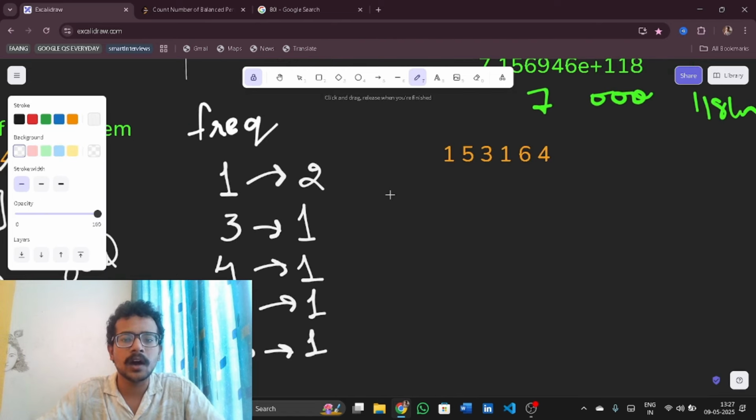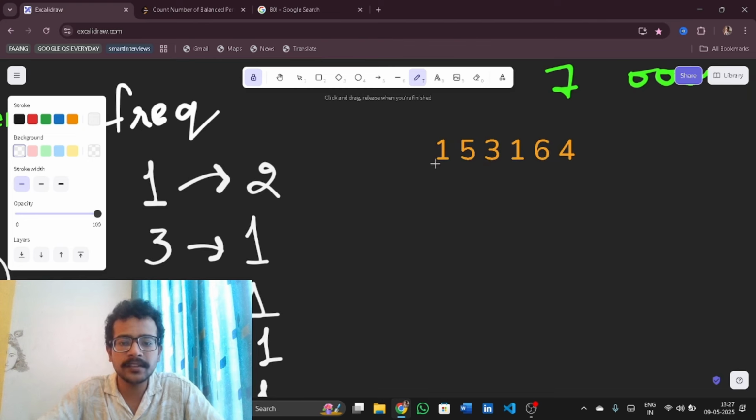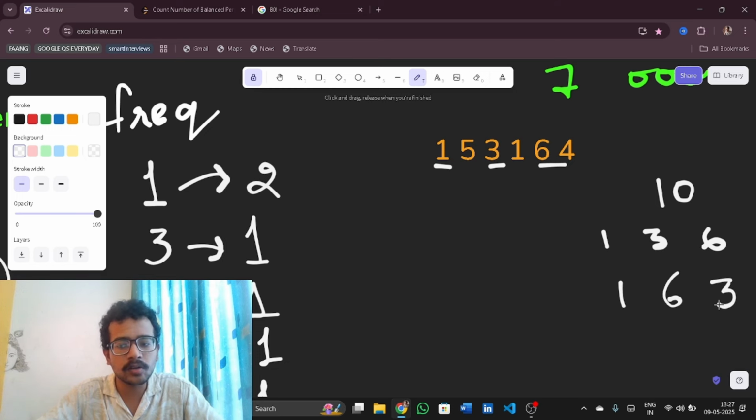153164. Now I have at this point 1, 3 and 6 giving a sum of 10, right? 1, 3, 6 is giving a sum of 10. 1, 6, 3 will also give a sum of 10. 3, 6, 1 will also give a sum of 10.